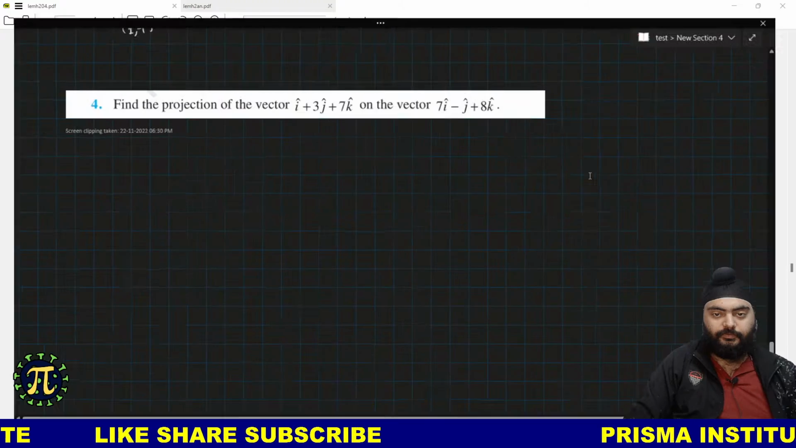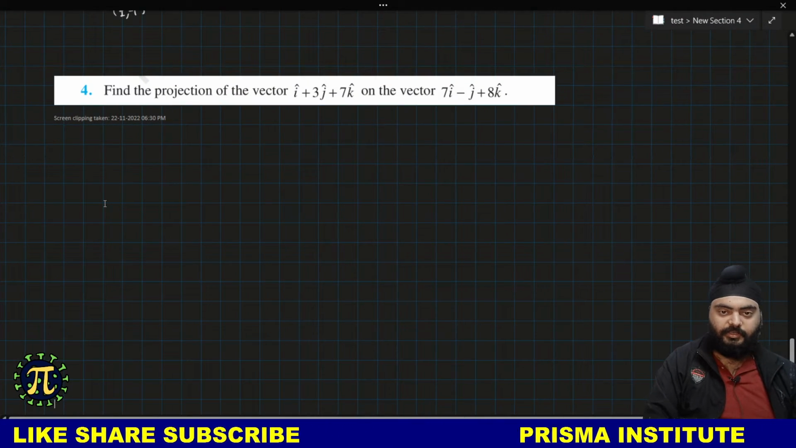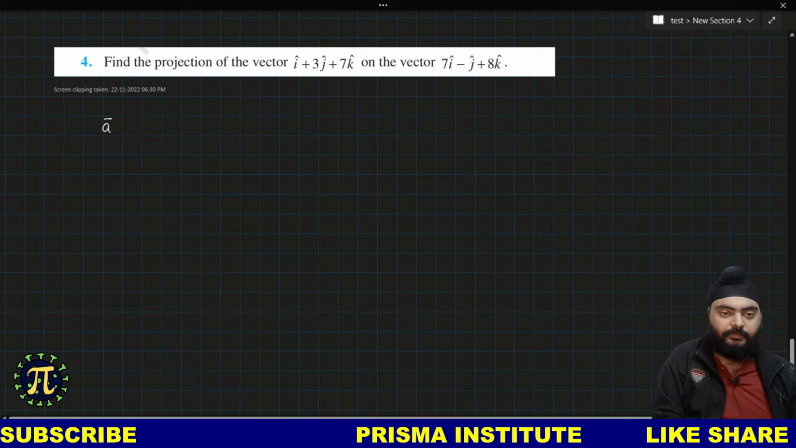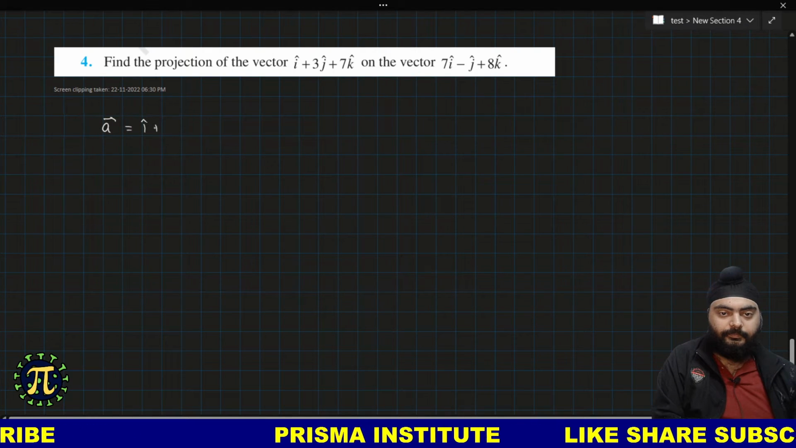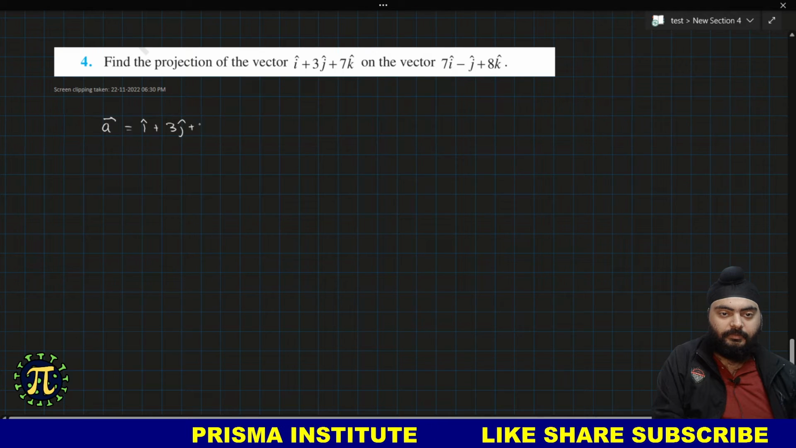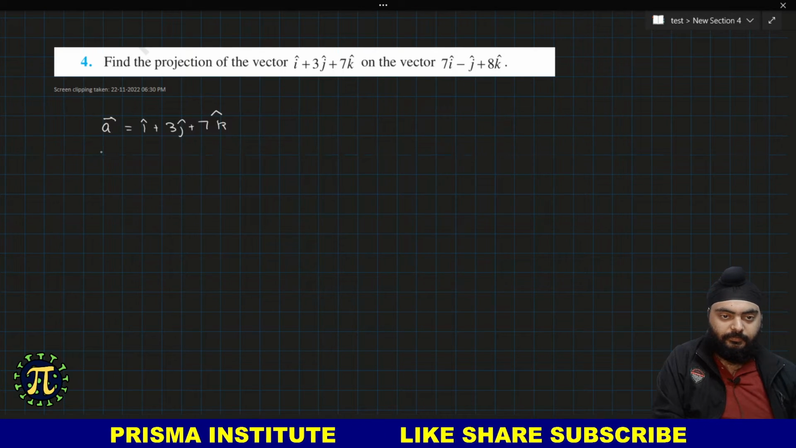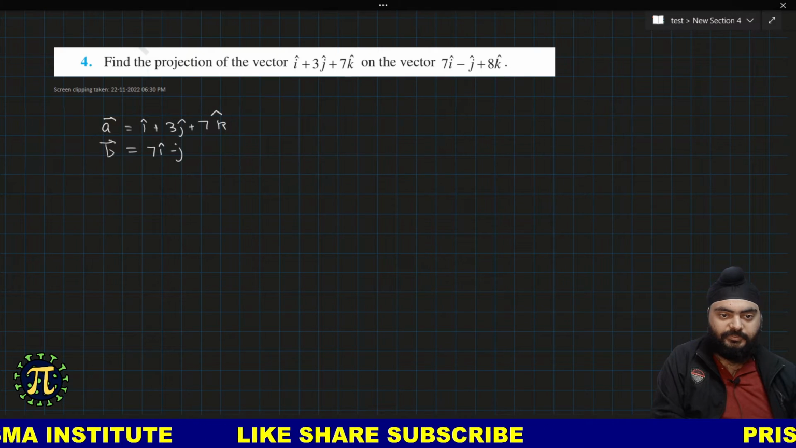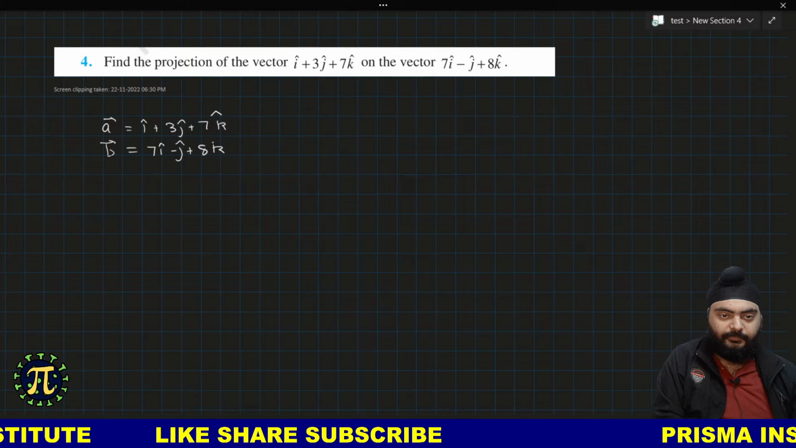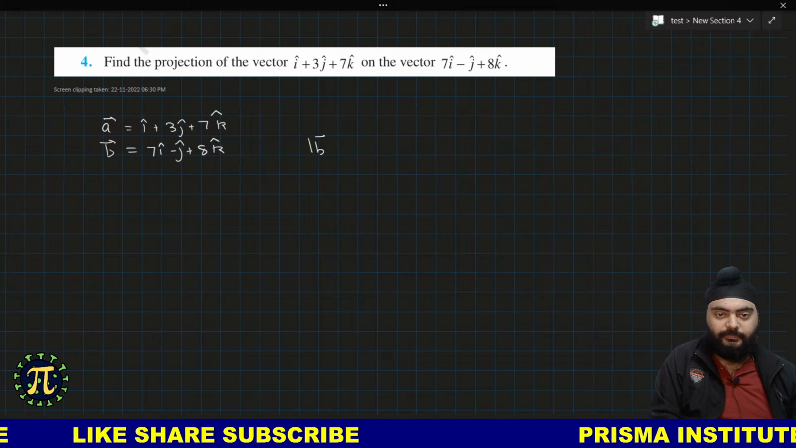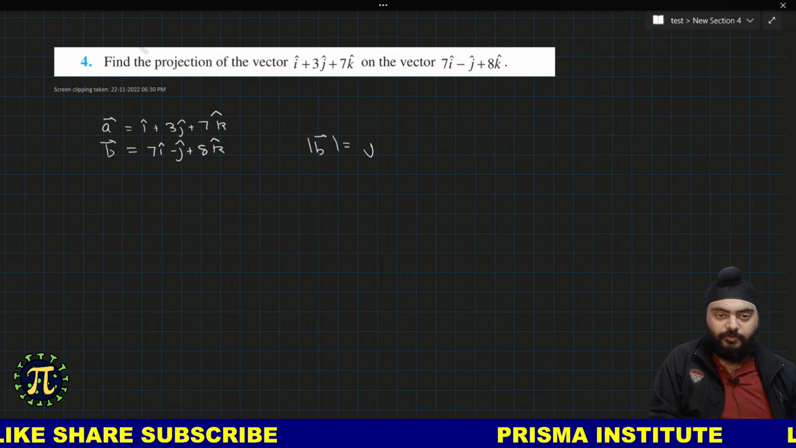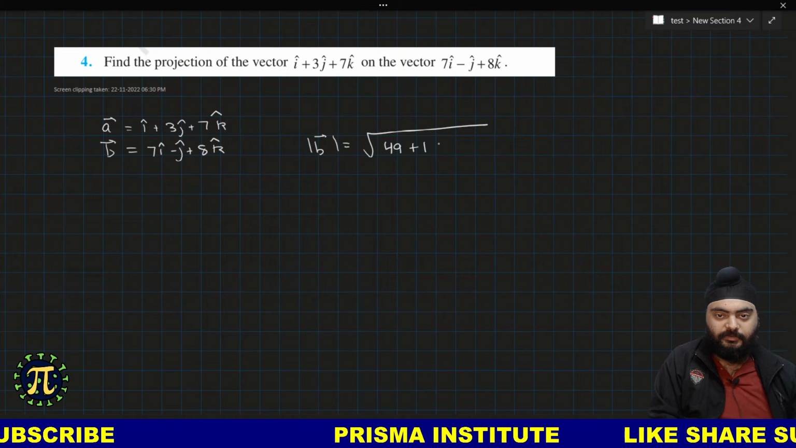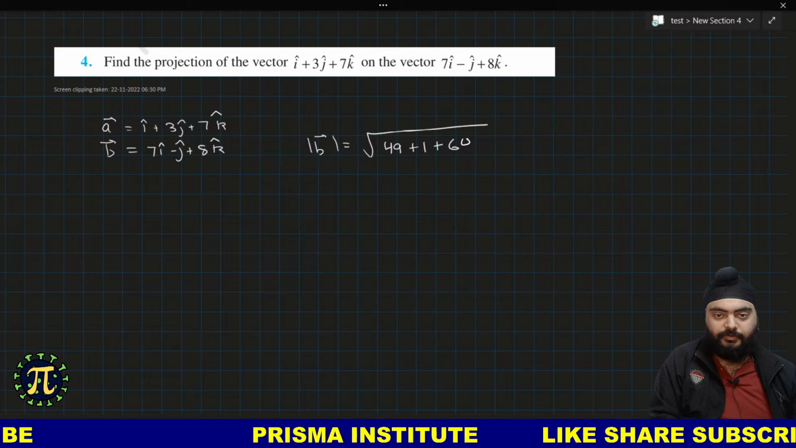So let's see. Find the projection of this vector on the other vector. A vector is given as i cap plus 3j cap plus 7k cap. B vector is given as 7i cap minus j cap plus 8k cap. Let's find the length of B. Length of B is the square root of 7 square is 49, plus 1 square is 1, plus 8 square is 64.